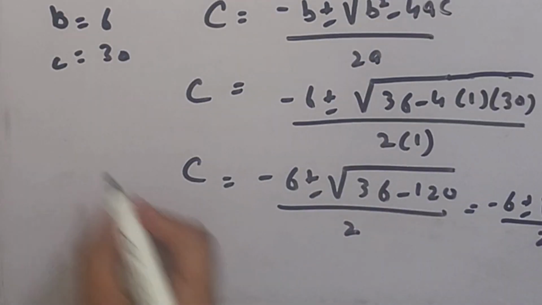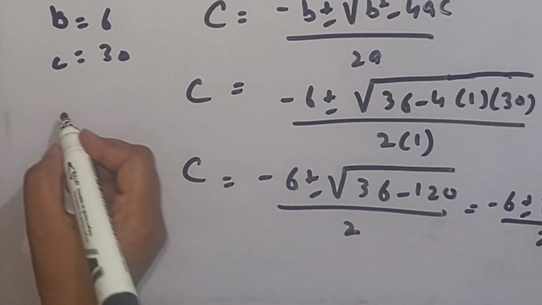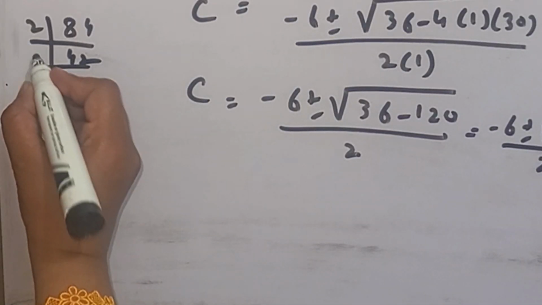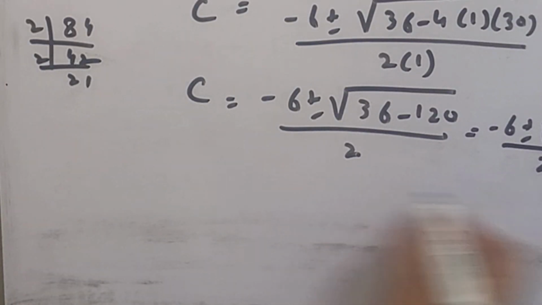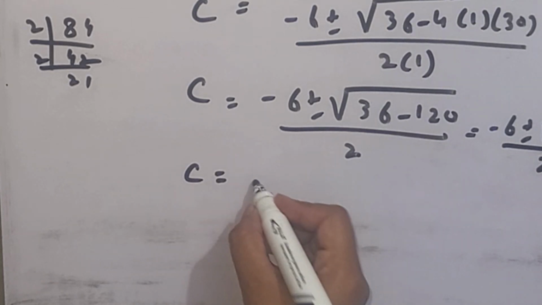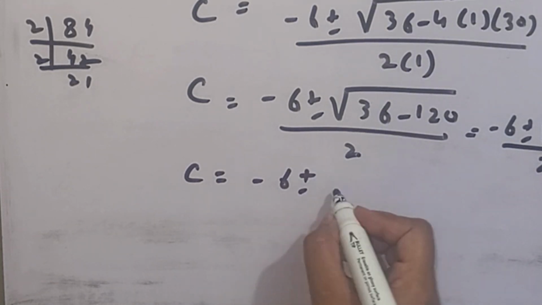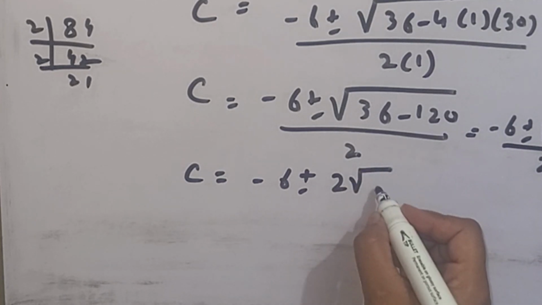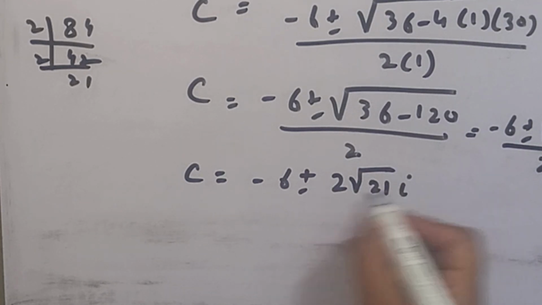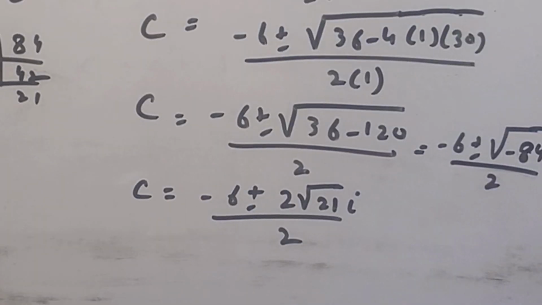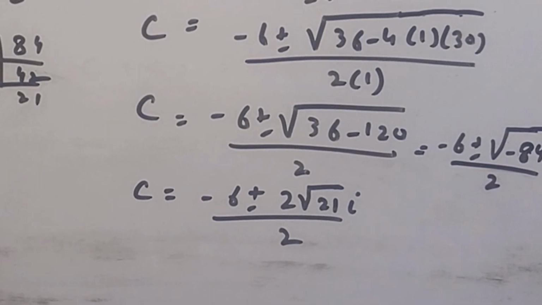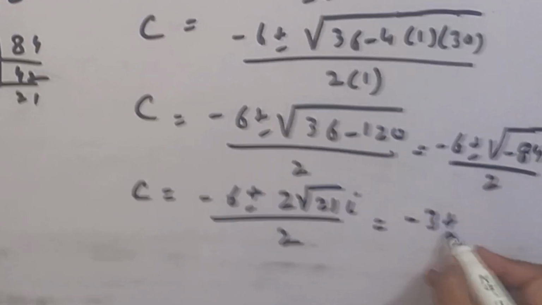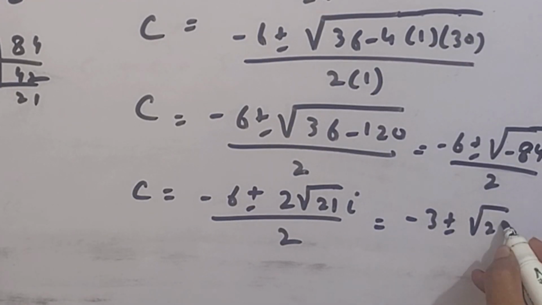So in the next step we find the factors of 84. 2 fours are 8, 2 twos are 4, 2 twos are 4, and 2 ones are 2. So we write this as c is equal to negative 6 plus or minus 2 times square root 21 iota, over 2. This is also equal to negative 3 plus or minus square root 21 iota.